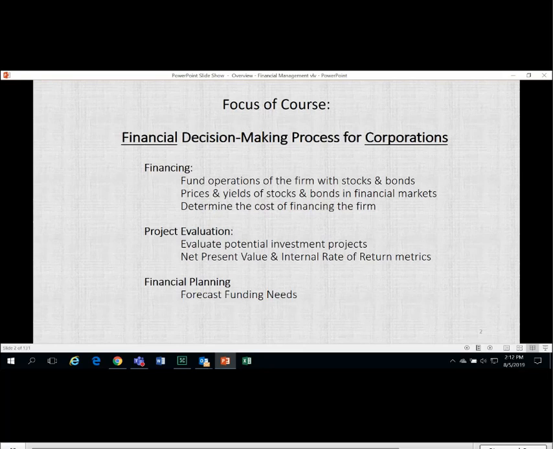The second major area is project evaluation. That is, to evaluate potential investment projects, such as buying a factory or buying new equipment. We'll use two metrics, one called the net present value and the other one called the internal rate of return. Finally, there's the financial forecasting area in which we look at forecasting the funding needs of the corporation.